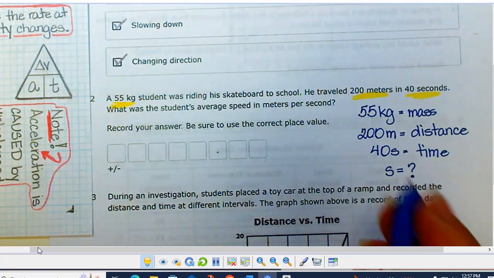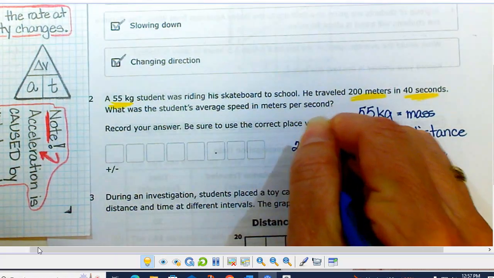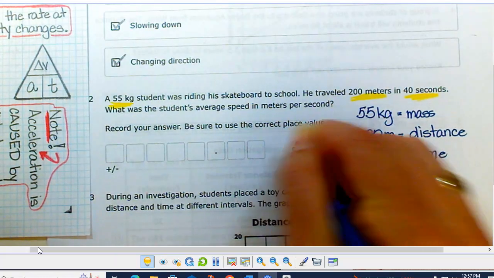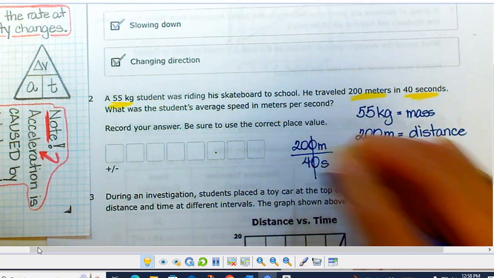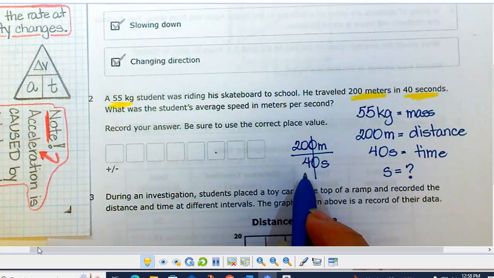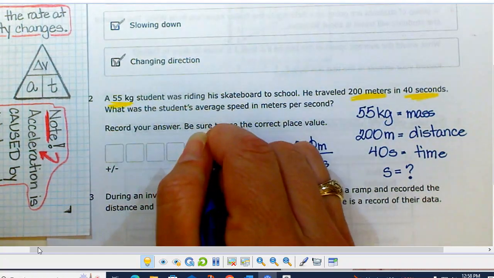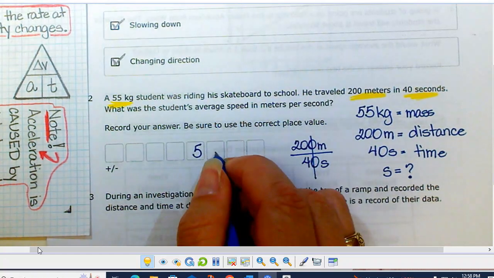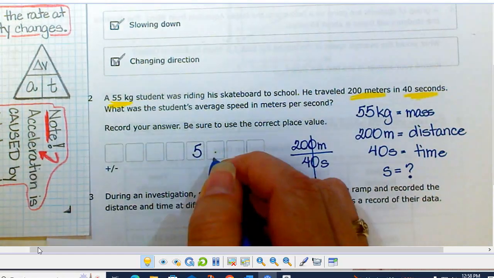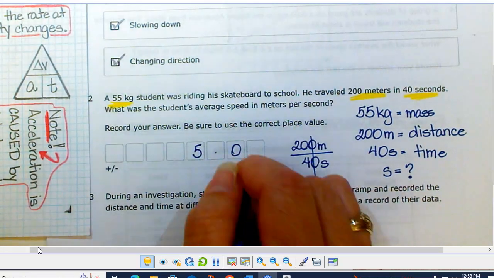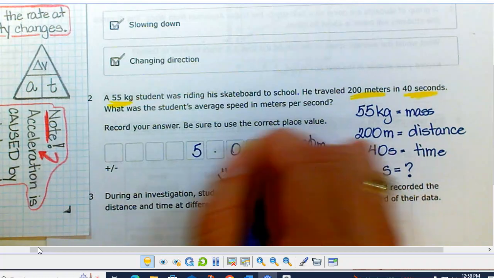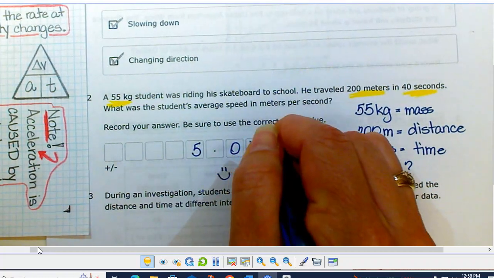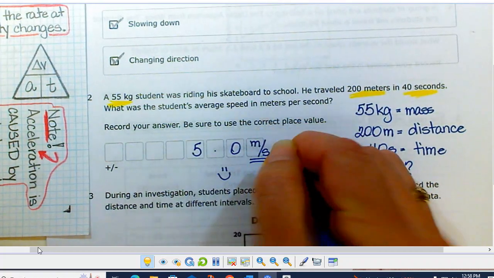Okay? So 200 meters divided by 40 seconds. Cancel out a set of zeros. 20 divided by 4 is 5. Okay? 5 in front of the decimal. Or you could have said 5.0. That's okay too. You can't really put it in on DMAC, but it would be 5.0 meters per second. That would be its unit. Okay.